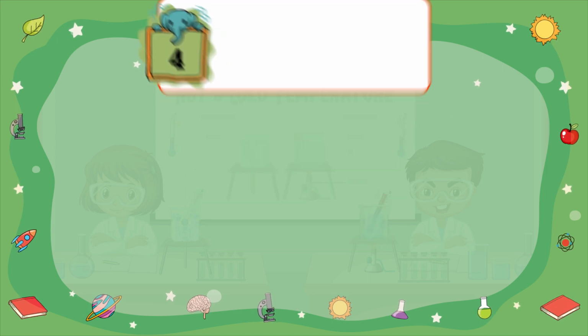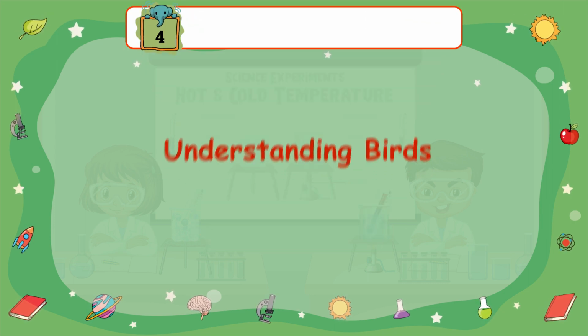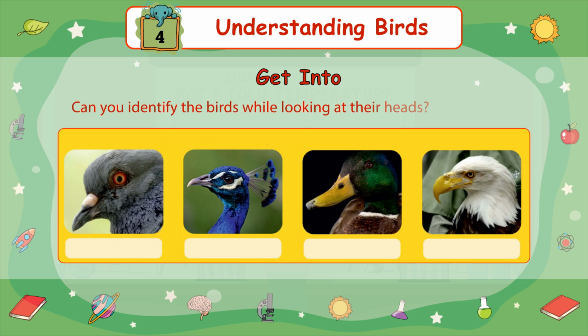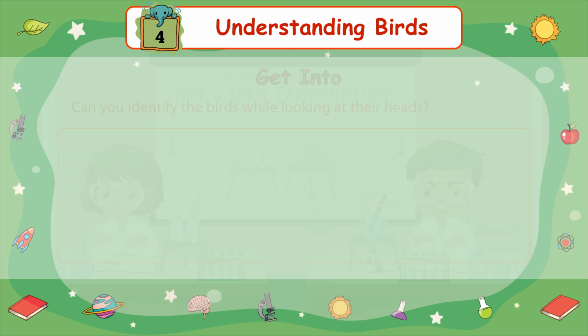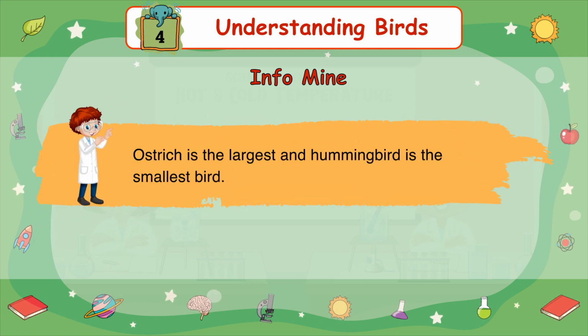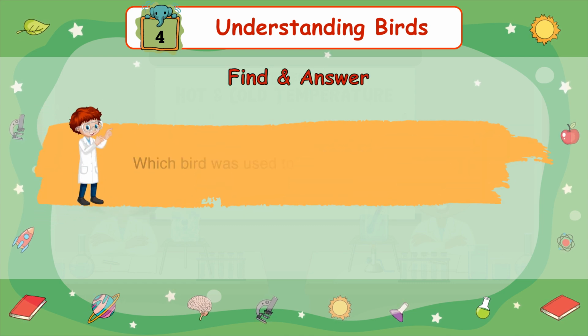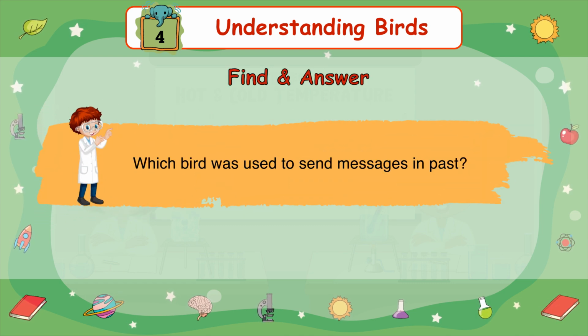Chapter 4, Understanding Birds. Get into. Can you identify the birds while looking at their heads? Info mine. Ostrich is the largest and hummingbird is the smallest bird. Find and answer. Which bird was used to send messages in the past?